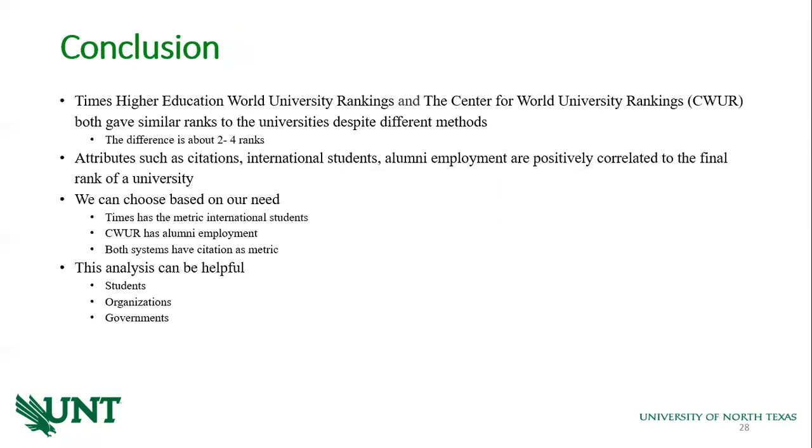So in conclusion, the Times Higher Education World Rankings and the Center for World University Rankings systems both give almost similar ranks to the universities, despite different methods to evaluate the standards. The difference is hardly about 2 to 4 ranks. I think we can consider that as very minimal. And attributes such as citations, international students, alumni employment, etc., are positively correlated to the final rank of the university.